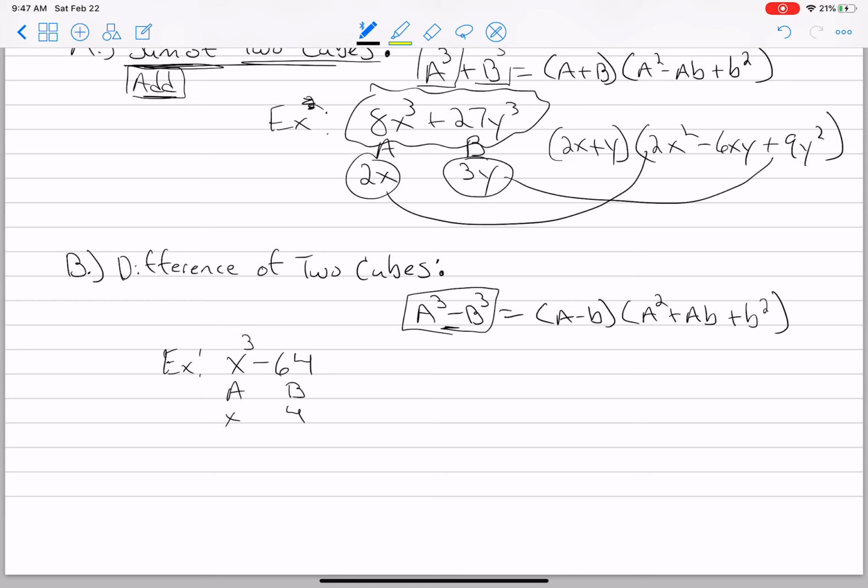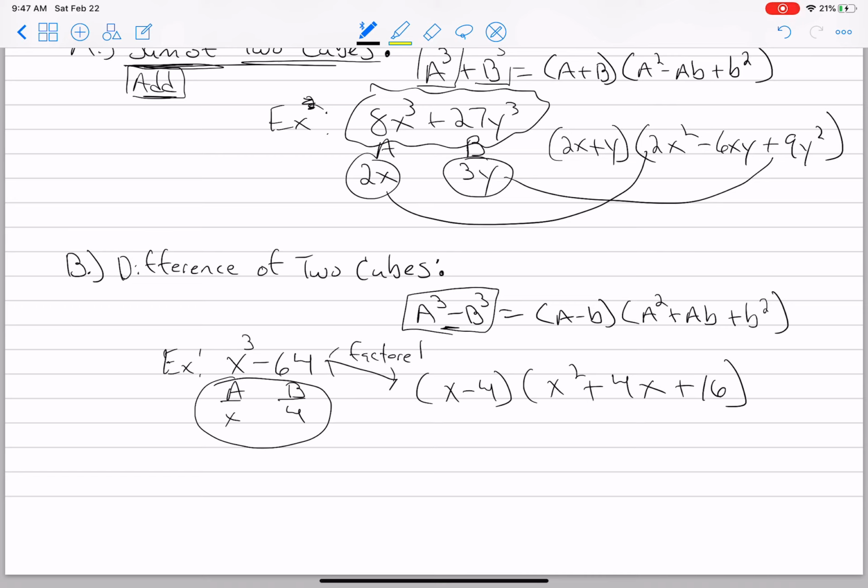I really think it's in your favor to write these down so that you can clearly plug into the formula. So I get a minus b, so it's x minus 4, times a squared, x squared, plus a times b, which is 4x, plus b squared, which is 16. Boom. This factored into that. And surprise, I am done.